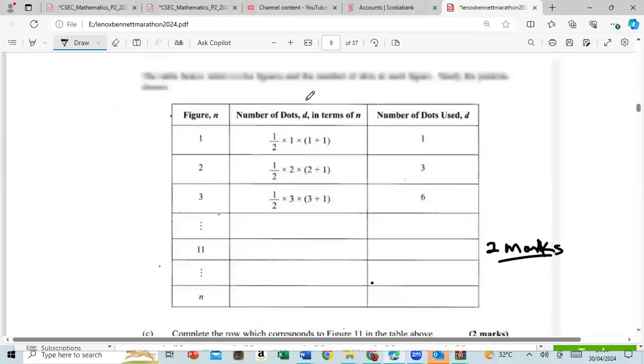Alright, so it says the table below refers to the figure and the number of dots in each figure. So there's a pattern shown. Guys, you see these 3, these are the most critical part of it. For figure 1, you can see it's at the end there, because the one does not change. So that one is the constant, the plus 1. So you can figure it out. They ask for 11 now.